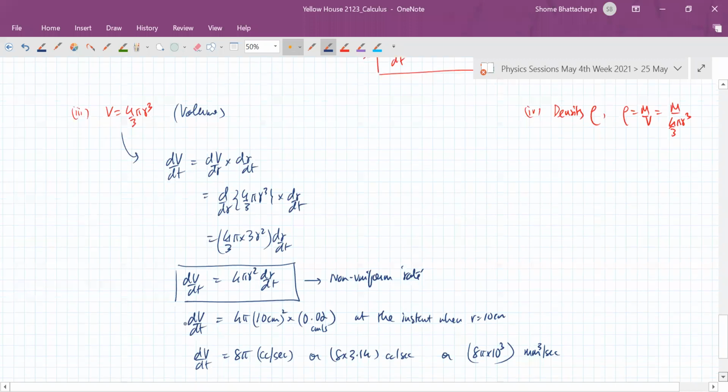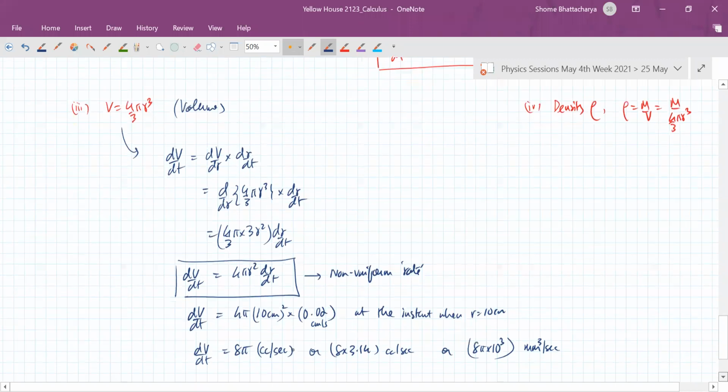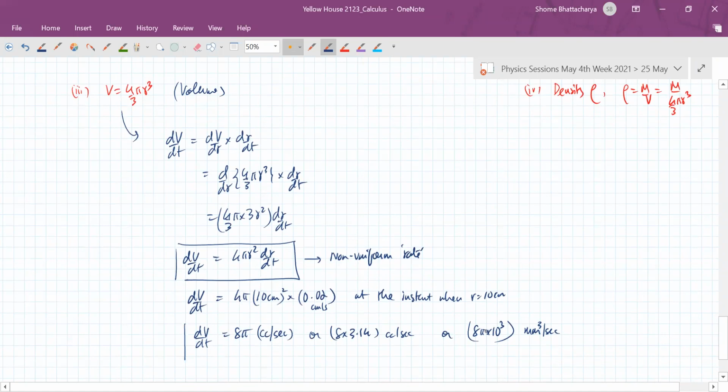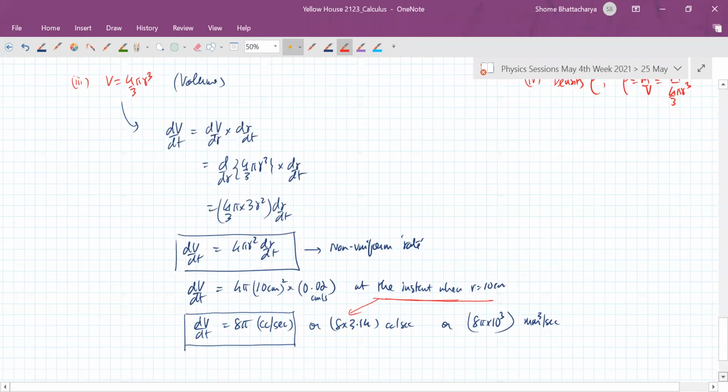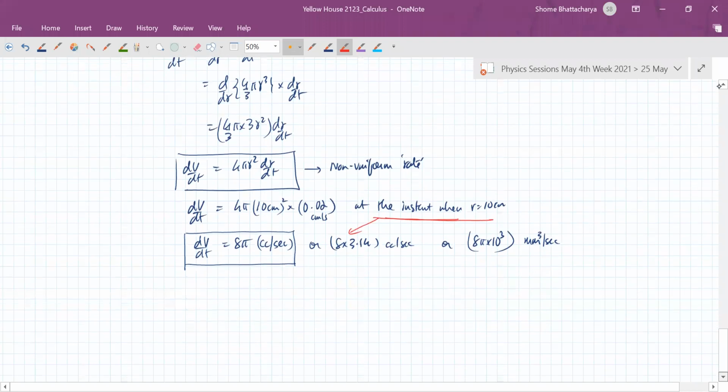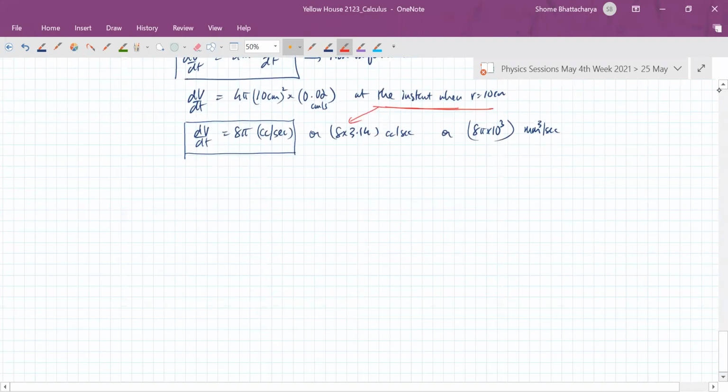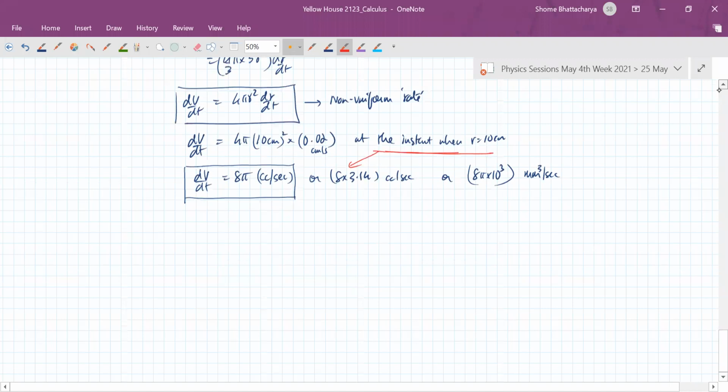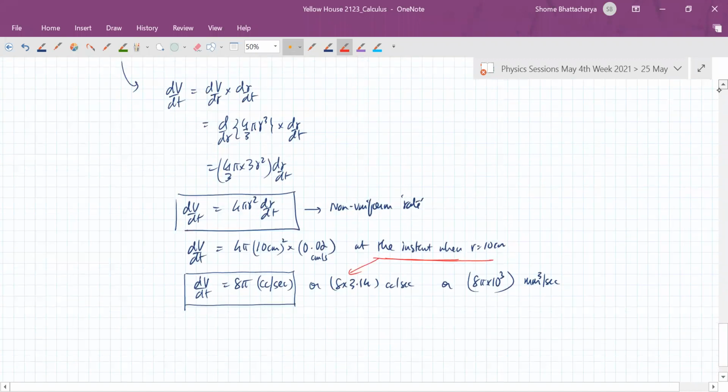So I'll just keep the answer this way: 8 pi cubic centimeters per second. But this is specifically at the instant when r is equal to 10 centimeters. Otherwise, in general, it is given by this formula. Okay. Now let's come to rate of change of. Actually, let's keep this for a minute so you can go through this. Let me know if there's any doubt in the steps.